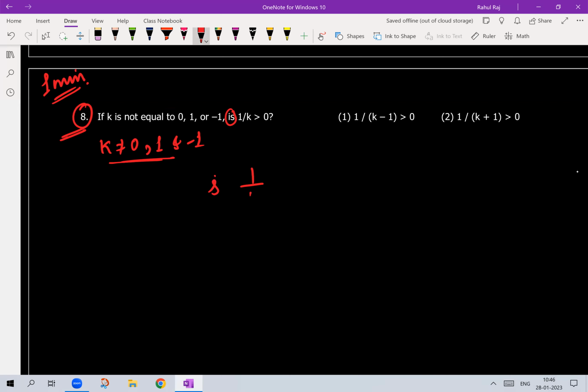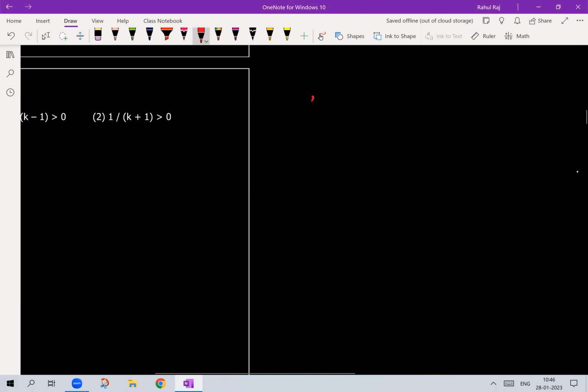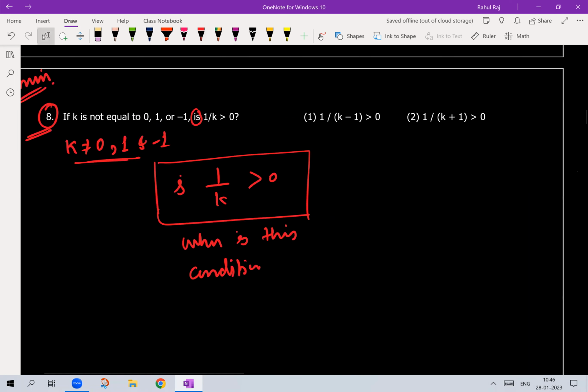Is 1 over k greater than 0? Once we have understood the information, our job is to also understand the question. The question says, is 1 over k greater than 0? Now, can you tell me when this condition is possible? Anyone? When k is positive. Brilliant, because a by b greater than 0 means what? a and b are both of the same sign. Absolutely. So if 1 is positive, now is 1 over k greater than 0?